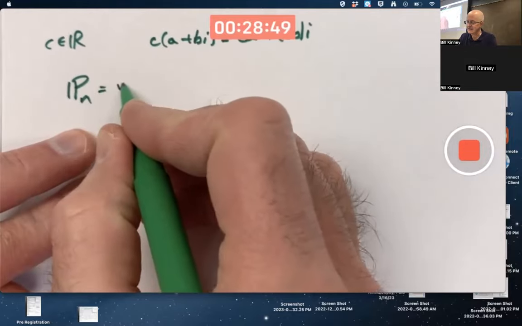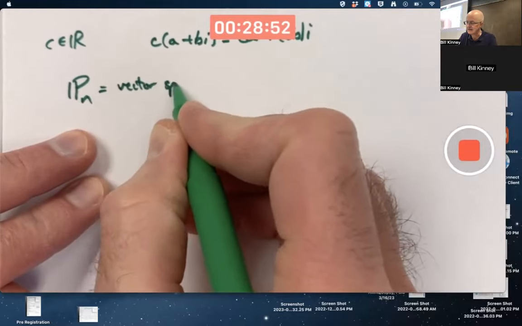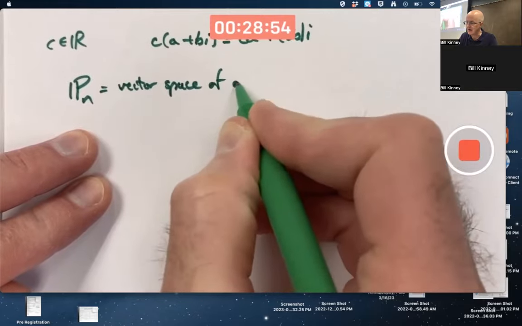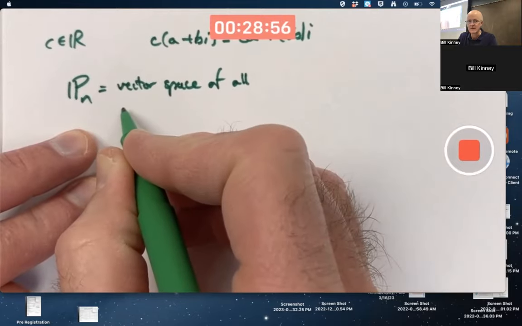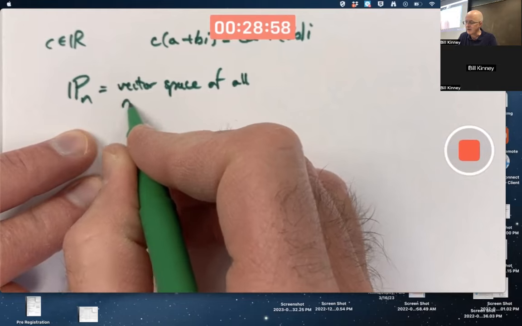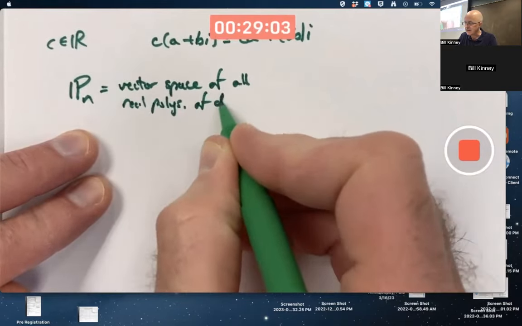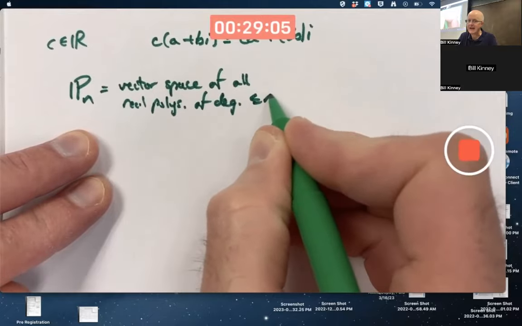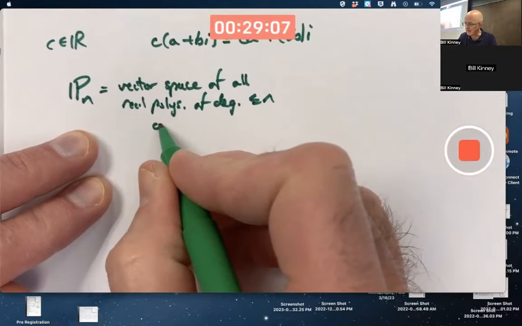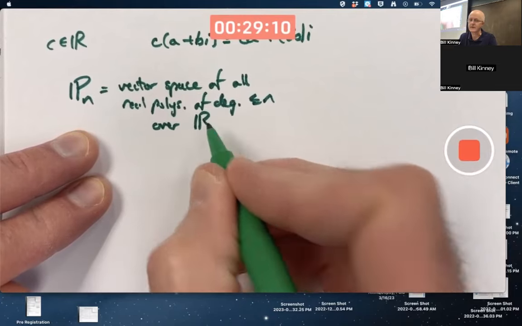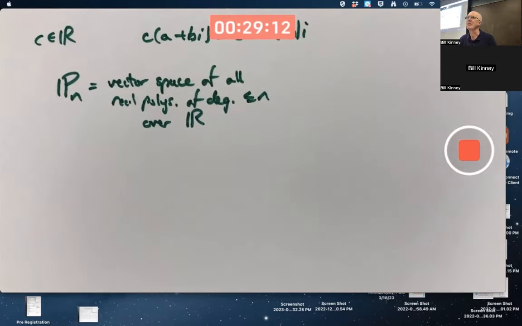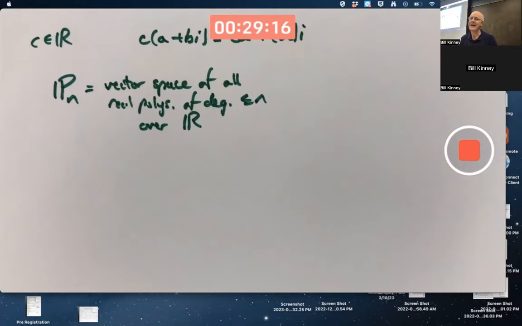This is the vector space of all real polynomials, meaning real coefficients, of degree less than or equal to n, where it's assumed here when I write this that the field is R, the real numbers. We're adding polynomials and we're multiplying them by scalars. We're not thinking about multiplying the polynomials. Of course, you can multiply polynomials. You're just ignoring the fact that you can.